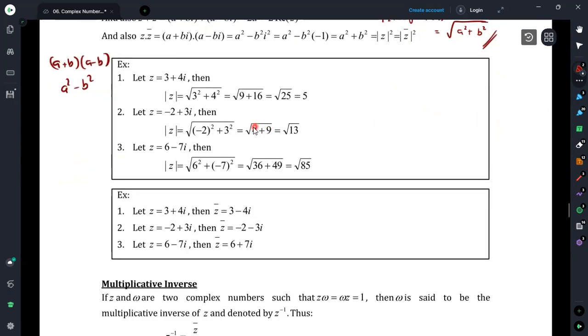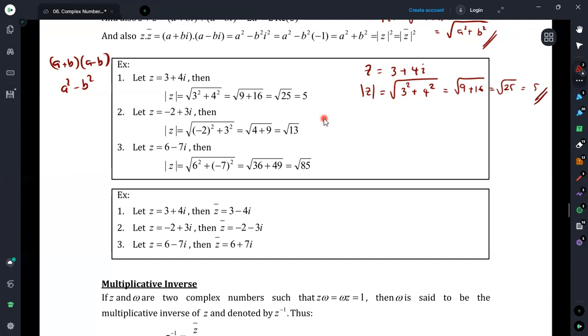Then we will see these calculations as well. Here it is given that z equals 3 plus 4i. If we take the modulus of z, we can take the square of 3 plus the square of 4. Then we'll get 9 plus 16. Altogether we are getting the square root of 25, which equals 5.